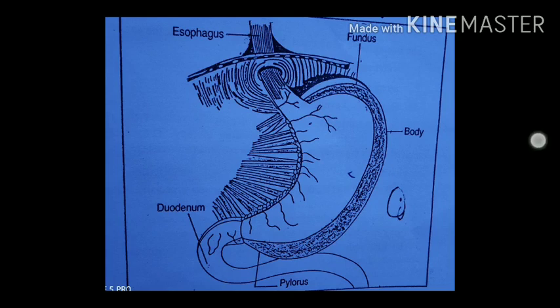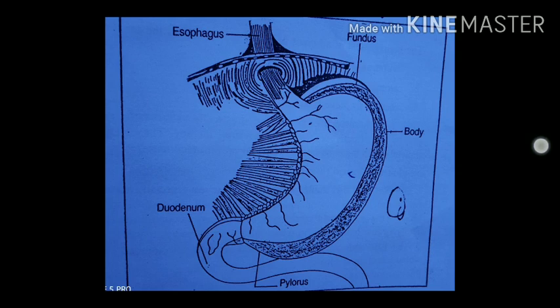Hi students, today we will discuss peptic ulcer disease. Before going to peptic ulcer disease, we'll first learn about the stomach. We all know that the stomach is a J-shaped organ. Here you can see that it's a J-shaped organ which is filled with the food that is coming from the esophagus. This is the esophagus, where the food enters into the stomach.